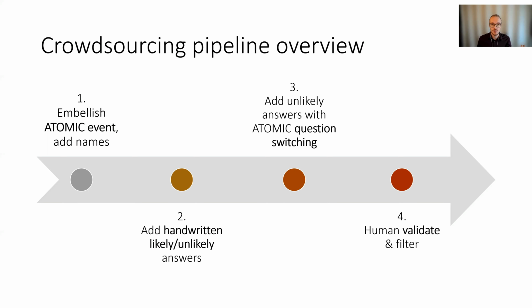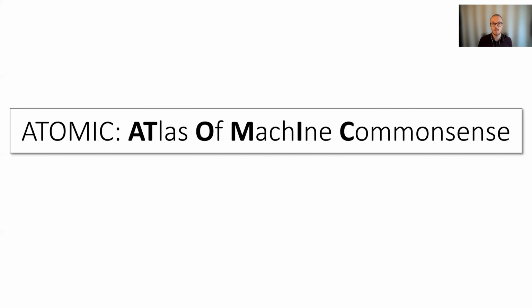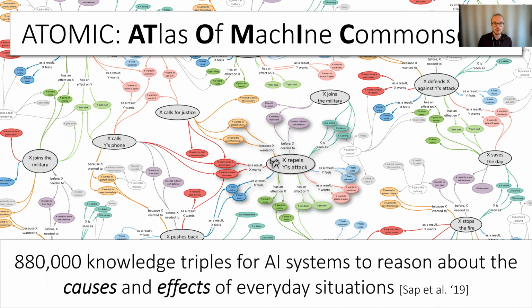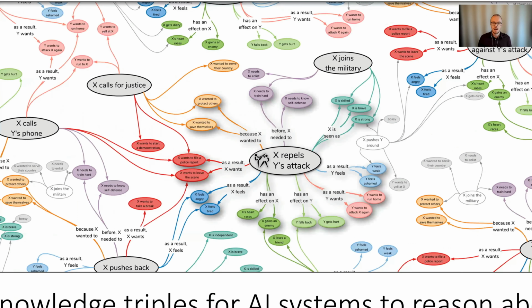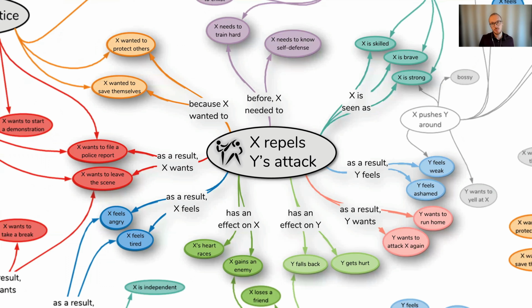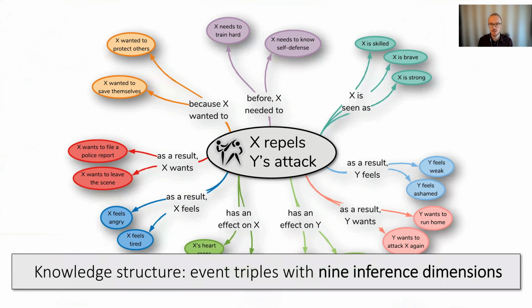So our pipeline relies heavily on the ATOMIC knowledge graph, which is an atlas of machine common sense. And what I mean by that is a huge knowledge graph that has almost 880 knowledge triples for AI systems to reason about the causes and effects of everyday situations. And specifically, given an event like X repels Y's attack, as humans, we have the common sense knowledge that allows us to make all sorts of inferences around the situation, like why it happened, how participants feel, etc. And ATOMIC distills this knowledge in triples with 9 different knowledge dimensions or relations. And we represent this knowledge as free text, short natural language phrases.